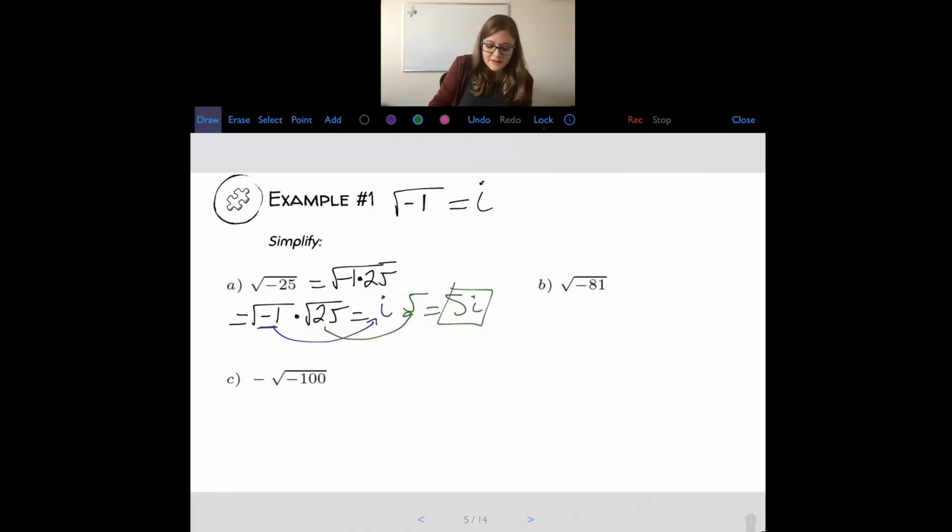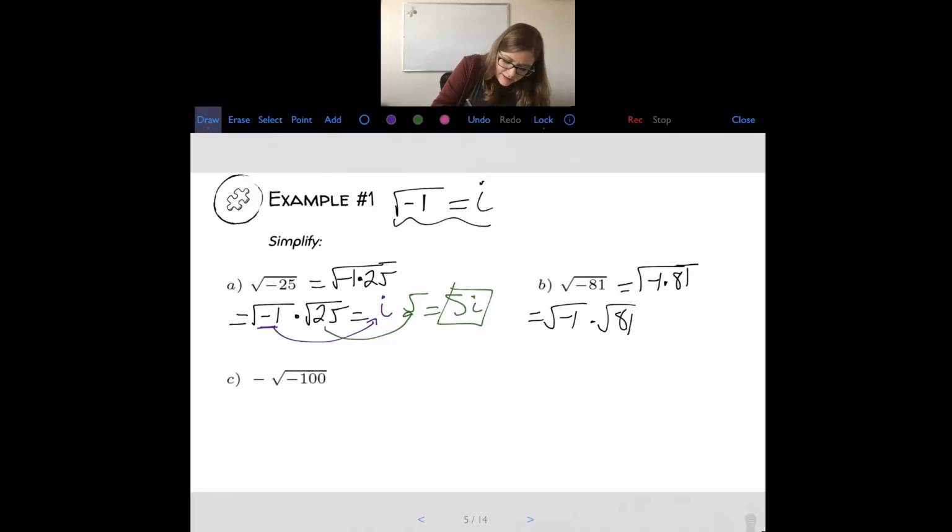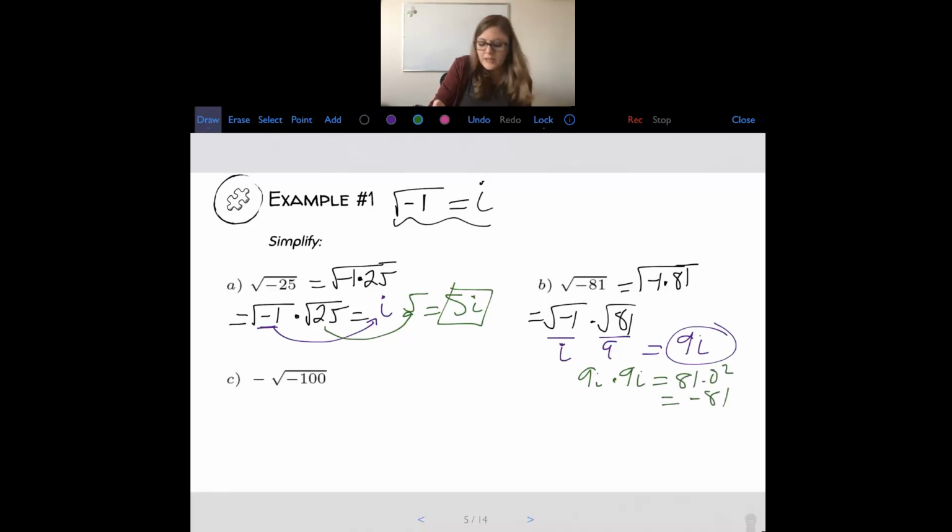Same thing for part B, the square root of negative 81. We break this up as the square root of negative 1 times 81. Whenever you have a negative under your radical, you want to write that as negative 1 times whatever is left so that we can use the square root of negative 1 is equal to i. Okay, so we keep going. The square root of negative 1 times the square root of 81. Again, this is i, this is 9, so our answer is 9i. You can check: 9i times 9i gives 81 times i squared, which is negative 81. So that's why 9i is the square root of negative 81.